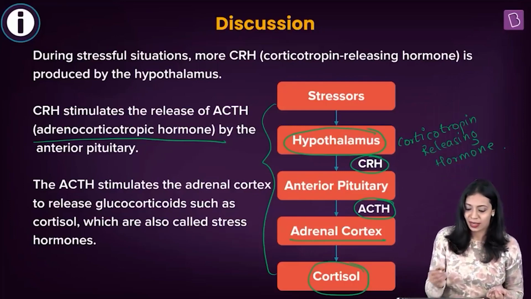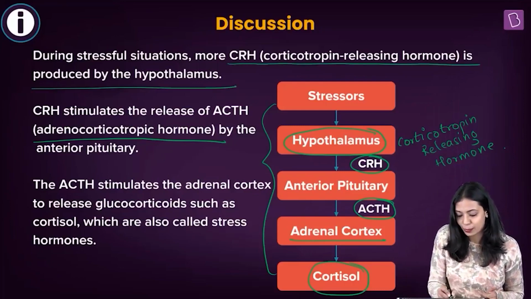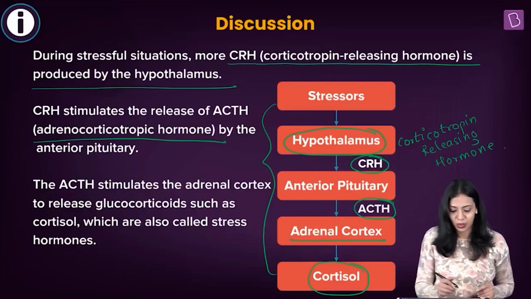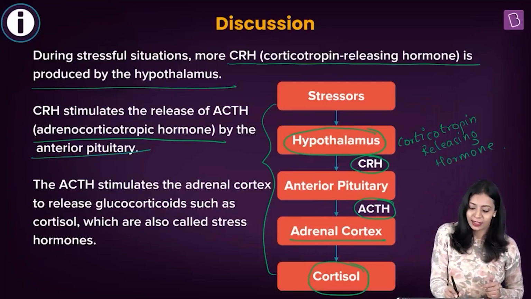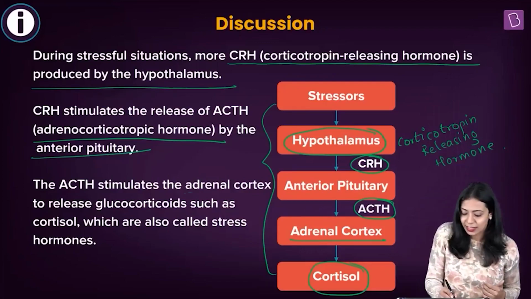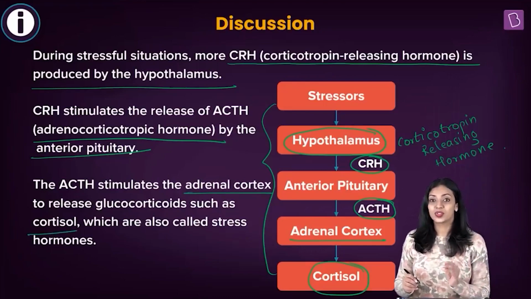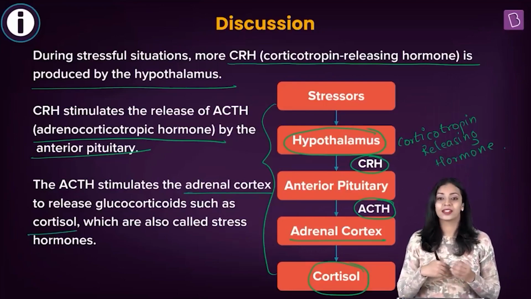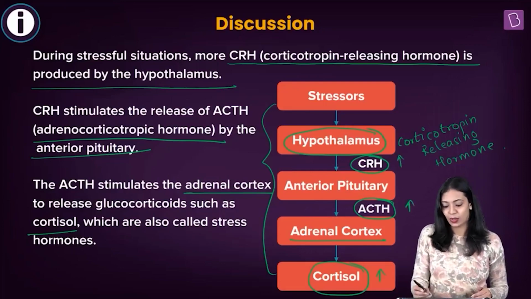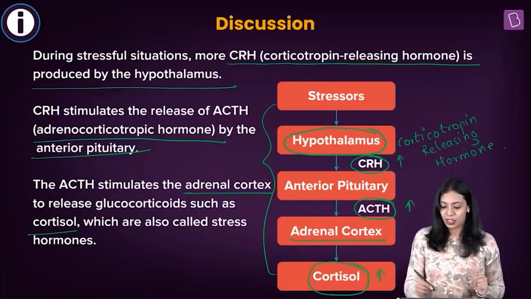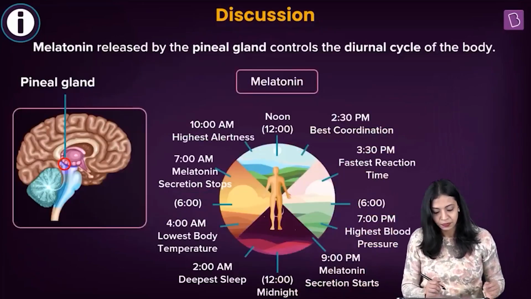So whenever there is any stress, cortisol is produced by this mechanism, and the cortisol will deal with the stressful situation. Okay, so I'll repeat. During stressful situations, more CRH is produced by the hypothalamus. CRH is corticotropin releasing hormone. This CRH will stimulate the release of adrenocorticotropic hormone by the anterior pituitary, which will further stimulate the adrenal cortex to release glucocorticoids such as cortisol, which is also known as the stress hormone. So during a stressful situation, the levels of CRH, ACTH and cortisol will all be high. But among the options, we had only ACTH. So the correct answer to this question is ACTH.